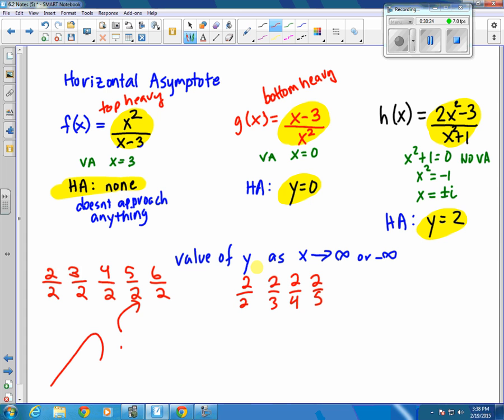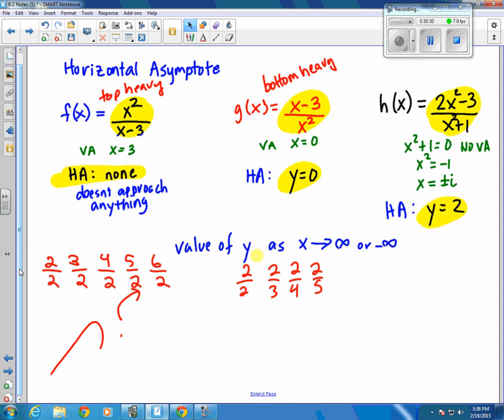So if I wanted to write another one that was similar to this one, I'm going back here now. Give me one that would have no horizontal asymptote. X. That one's top heavy, yes? Okay. What about another one for here? X minus 4 over x. Yes, that one's bottom heavy, right?